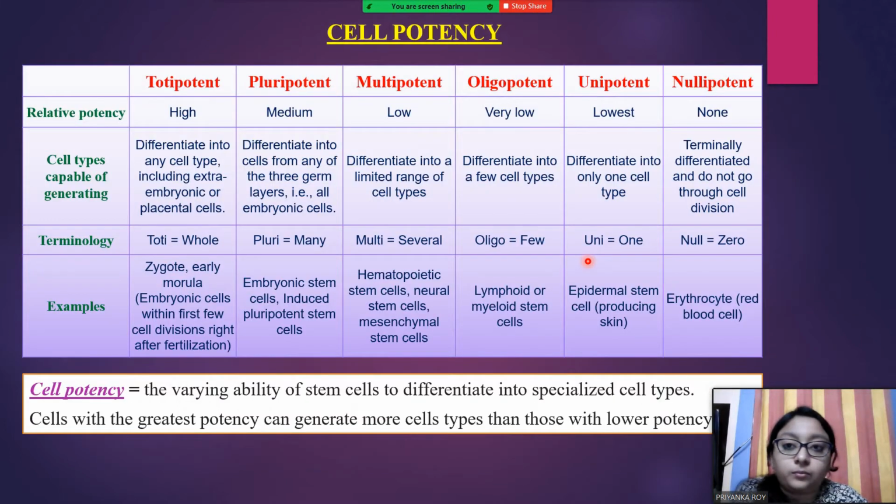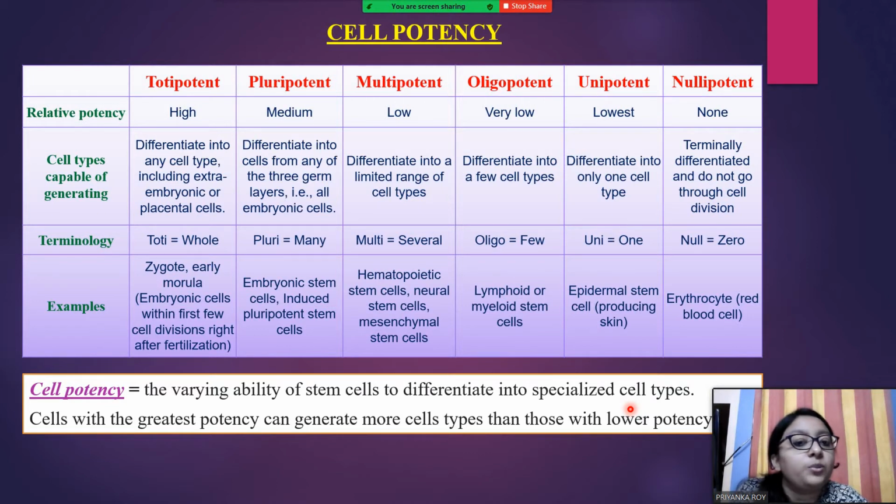So the first topic that you have in this section, the basic concepts of development, is the cell potency. So what is cell potency? Cell potency is basically the varying ability of stem cells to differentiate into specialized cell types. What is that? Nothing but how the stem cells have different abilities to develop or to differentiate.